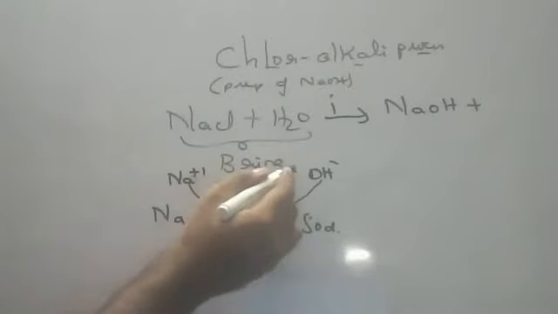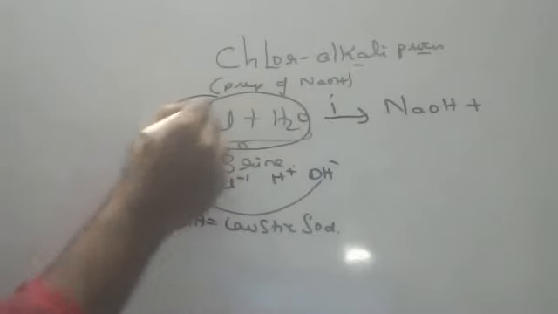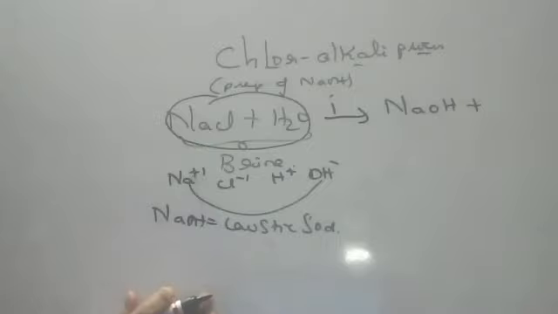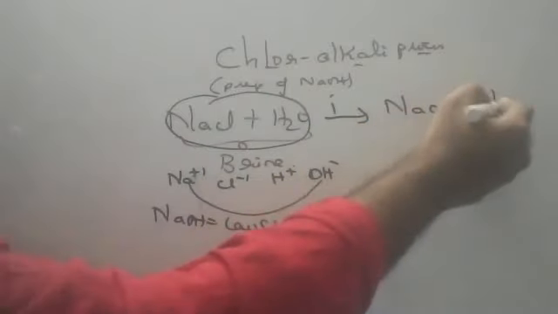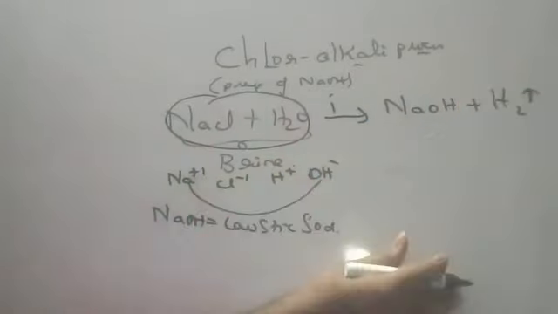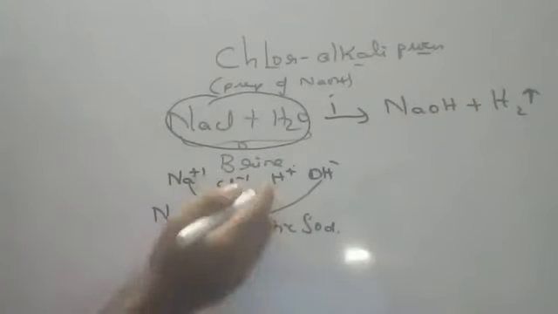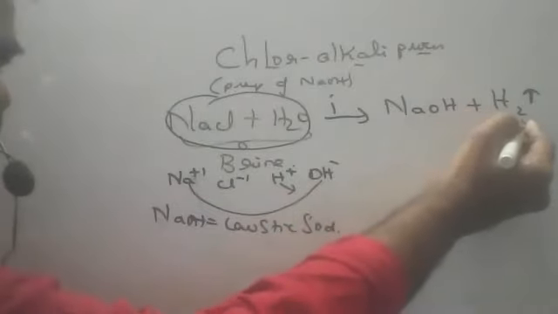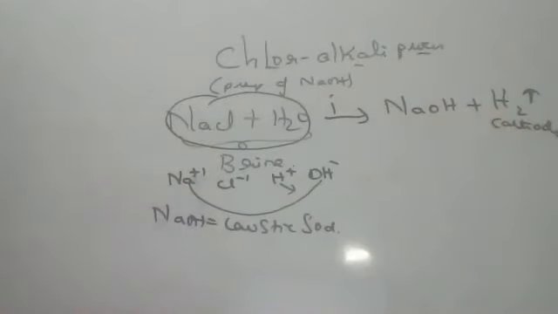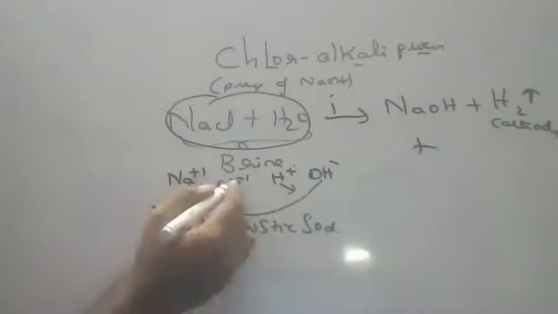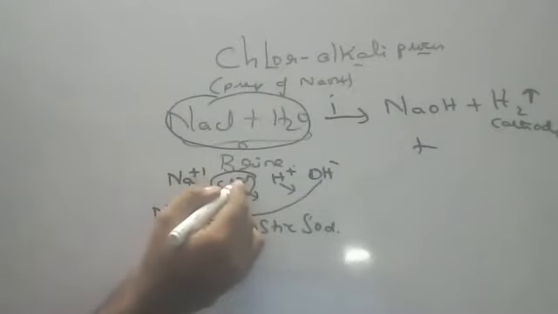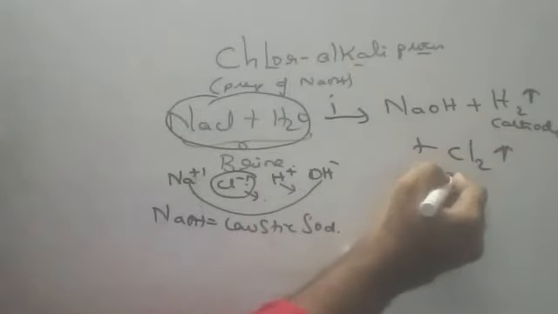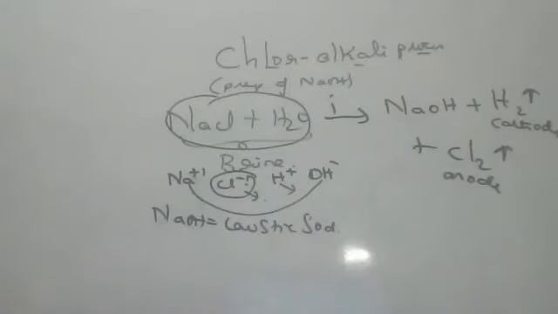Along with that, in the electrolysis of this brine solution, H+ is positive, so it will always go to the cathode, and at the cathode hydrogen gas is liberated. The cathode is the minus electrode. And Cl is minus one because it is an anion, so it will go to the anode, and chlorine gas is liberated at the anode.